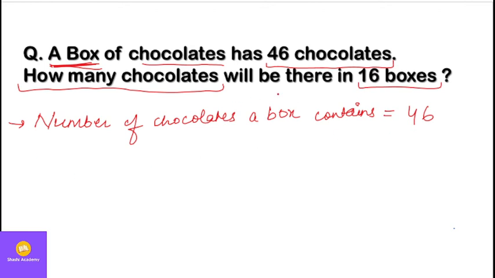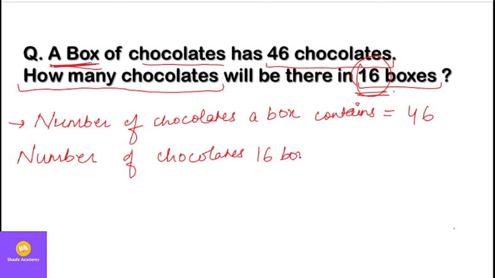Then next question you will ask yourself is what you need to find in the question. You have to find about the 16 boxes. So you will write, the second statement is mostly similar to the first statement. You just have to change certain words in the second statement. Rest of it is same, like number of chocolates, instead of a box you will put 16 boxes contains.